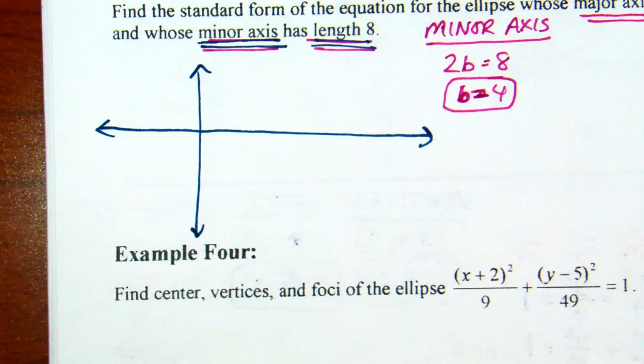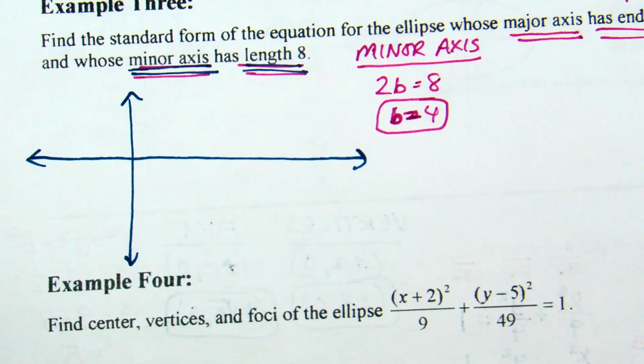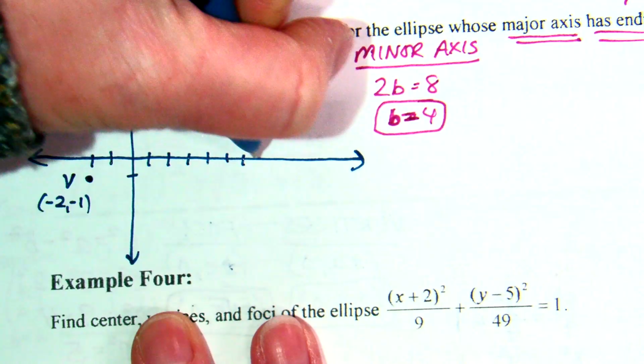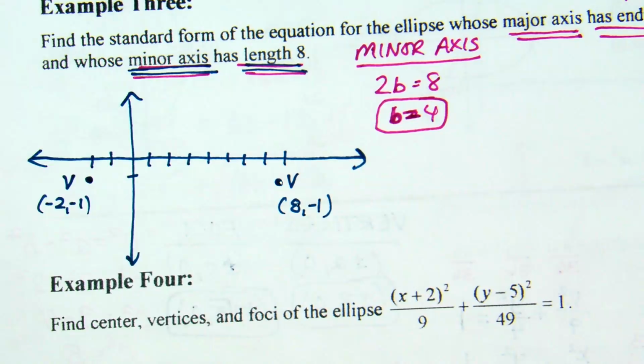I'm going to put the dots on here that we know, which are my vertices. -2, -1 is one of my vertices, and my other vertex is 8, -1. Okay. Thoughts? I need A and I need H.